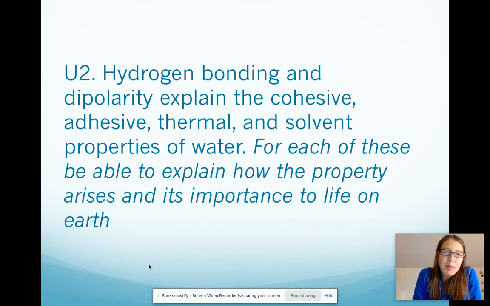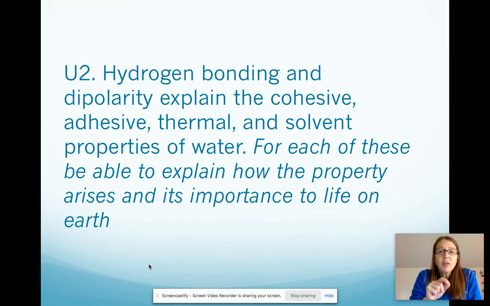In this screencast, we're going to be looking at how hydrogen bonding and the fact that water is a polar molecule explain some very important properties of water. These important properties that you need to be able to talk about are cohesion and adhesion, the thermal properties, and the solvent properties of water. These properties are very important for life on Earth.